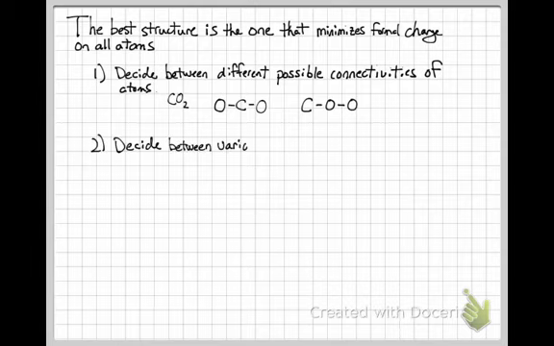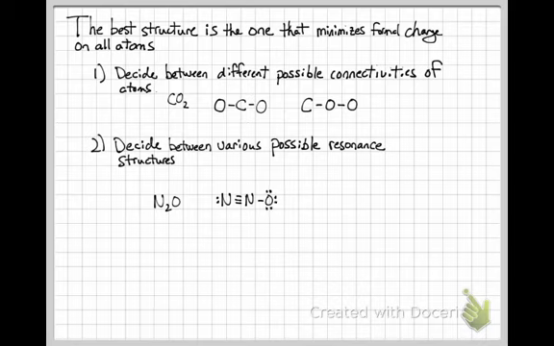Secondly, we can use formal charges to help us decide when various possible resonance structures are possible for a molecule and those resonance structures are not equivalent. We can use a formal charge to decide which one is the best one to represent that molecule. So for instance, N2O has this resonance structure with a triple bond between the nitrogens. We could also represent it with two double bonds, and we can represent it with a single bond between the nitrogens and a triple bond between oxygen.